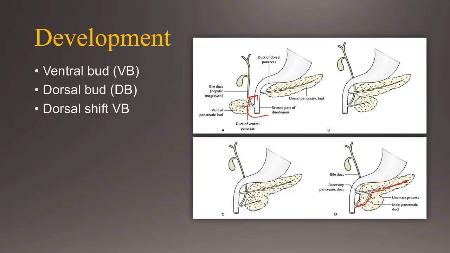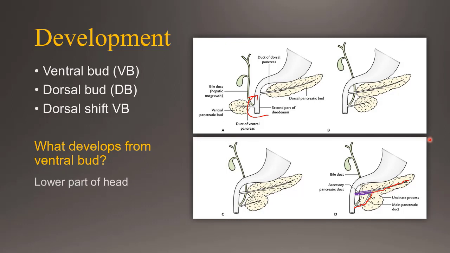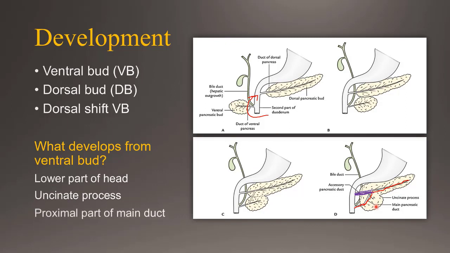The proximal part of the ventral bud, proximal part of the dorsal bud, this remains as accessory duct of the pancreas. Like this, main pancreatic duct along with the bile duct opens into second part of duodenum. So what develops from ventral bud? It is lower part of the head, uncinate process, and proximal part of the main duct of pancreas.